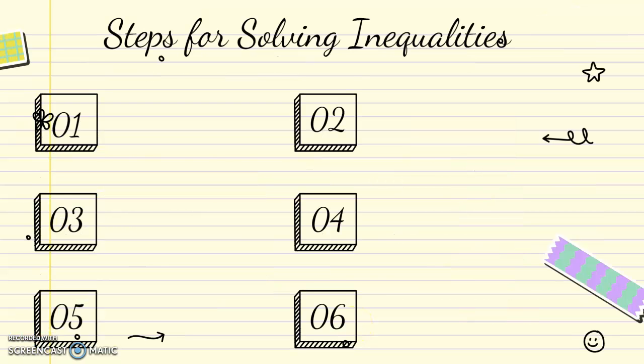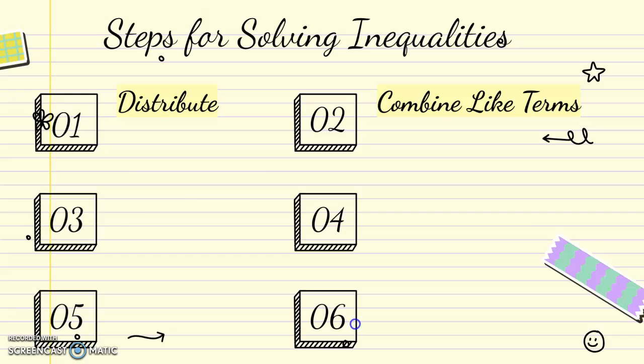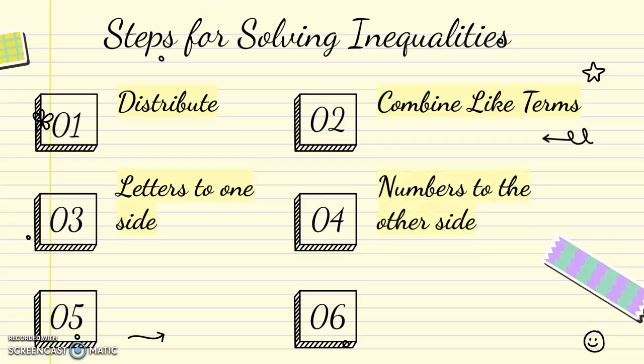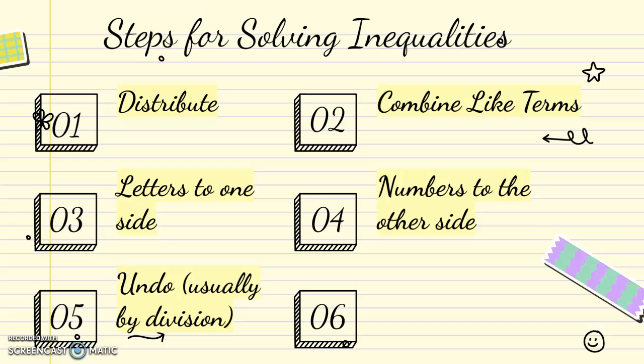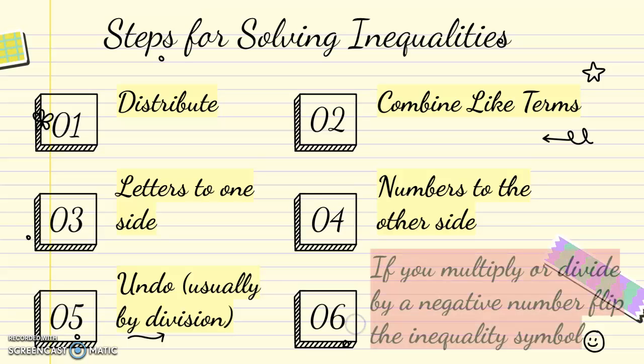Here are the steps for solving inequalities. Distribute, combine like terms, make sure your letters go to one side, put your numbers on the other side, and undo. Usually this is by division, but not always. The only new step, because if you'll notice, all the steps are identical to solving equations, but the final step is that if you multiply or divide by a negative number, you need to flip the inequality symbol. That's the only new step.